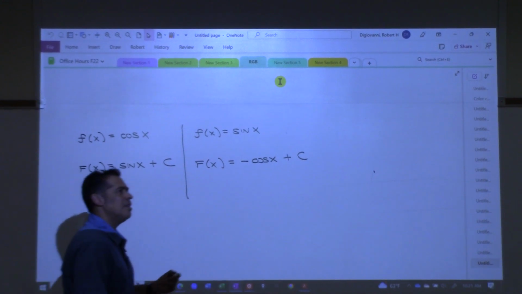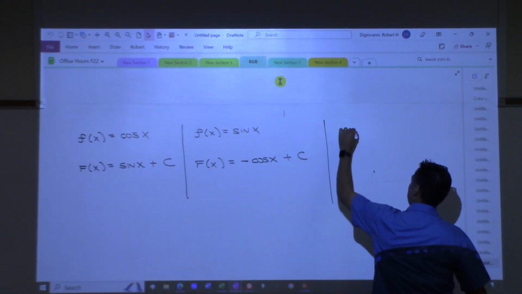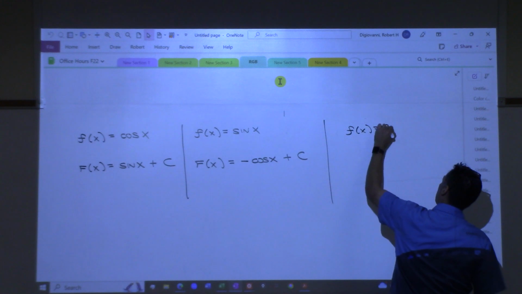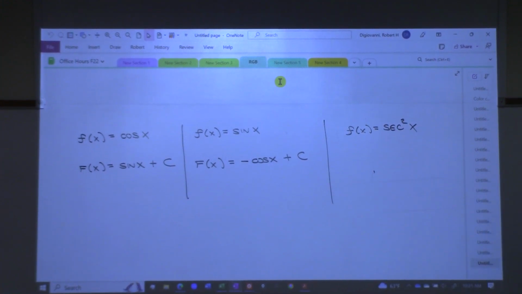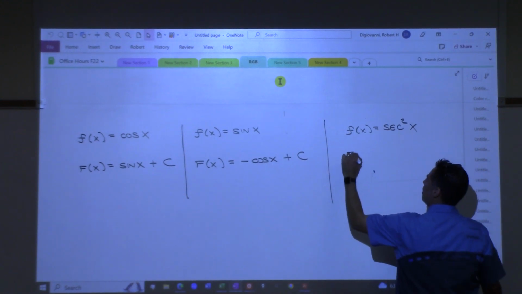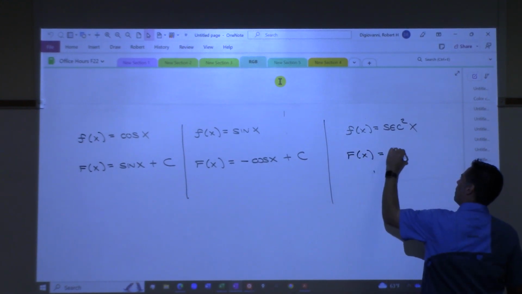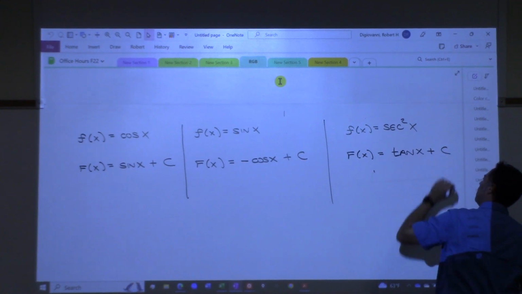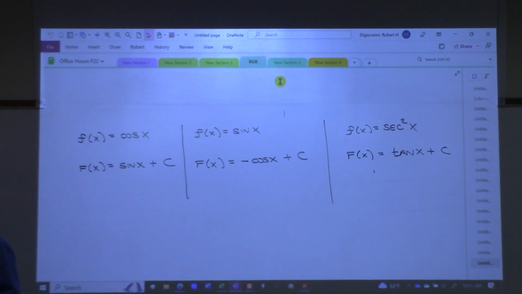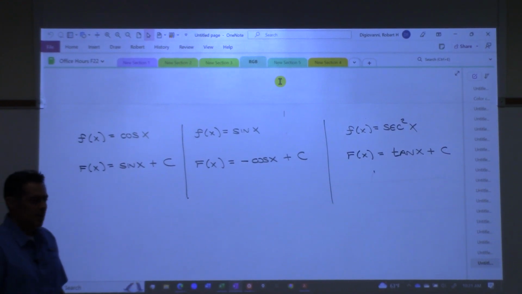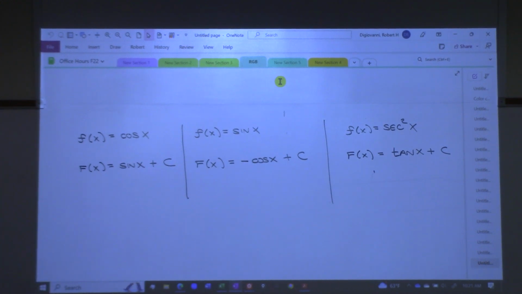Are there any other things that you should remember? This one you should remember. That's a special one. Tangent. The antiderivative of secant squared is tangent. Why? Because you know from Cal 1 that the derivative of tangent x is secant squared x. That's one of the ones you needed to remember, right? Now there's 3 others, but you don't need to worry about those right now, all right?